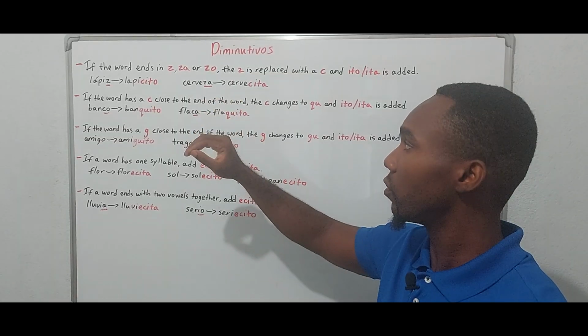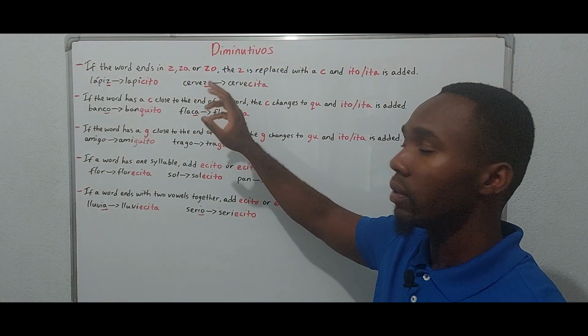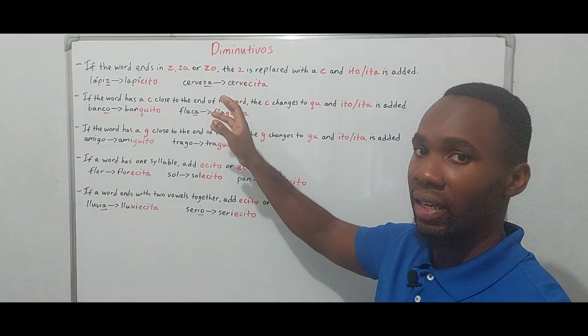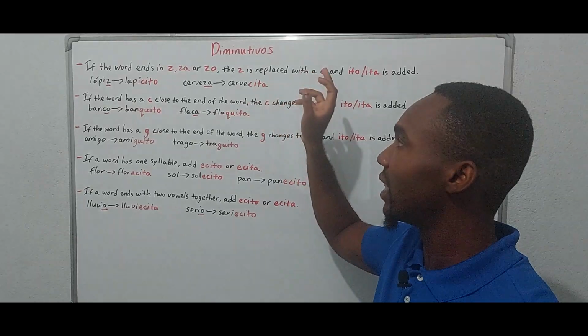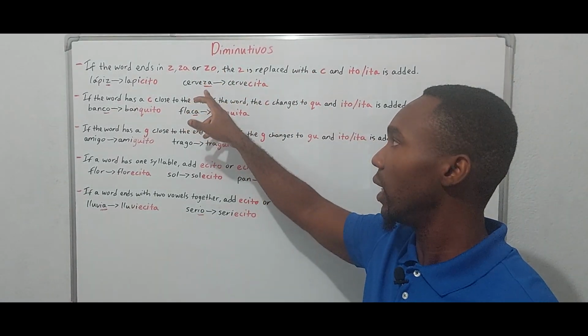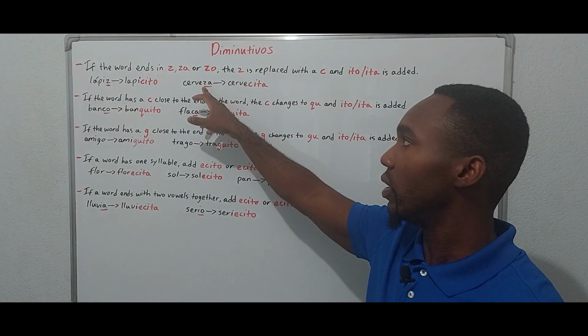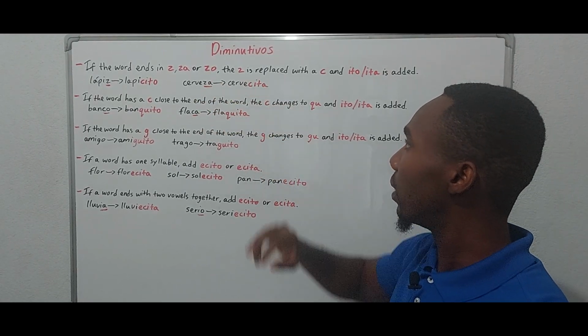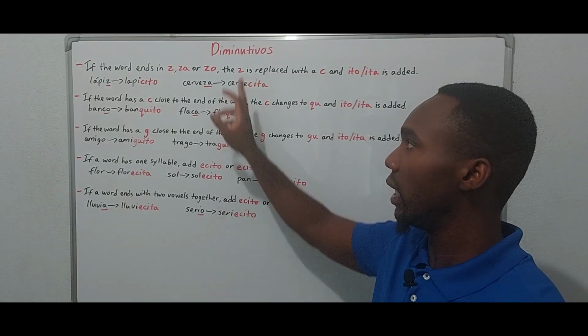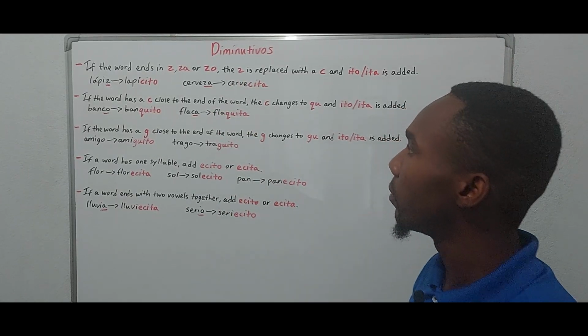Lápiz is masculine, of course. Cerveza, beer, as in the alcoholic beverage. Cervecita, because it's feminine. It ends in ZA, so the Z changes to C, and we add ita. So the A is removed, of course.